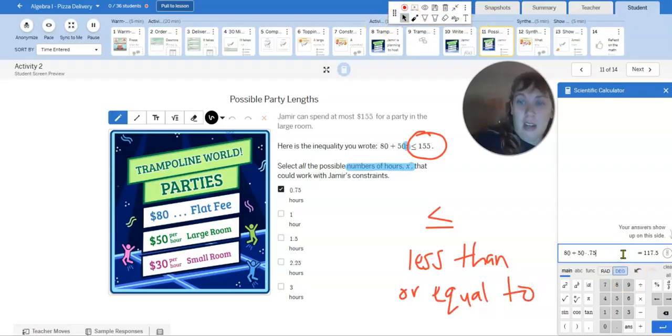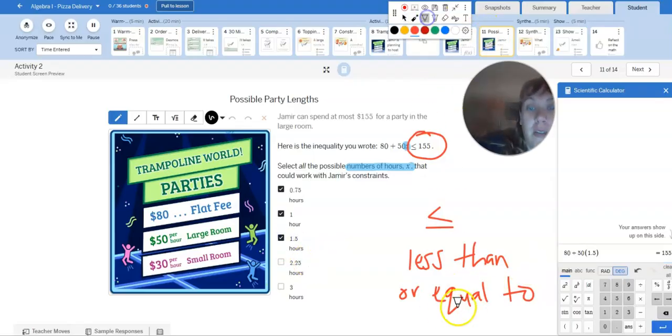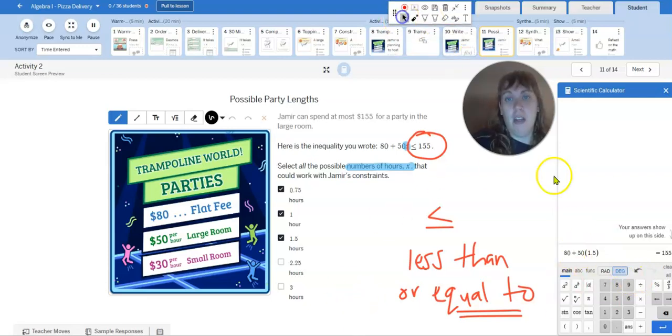If we go into the calculator and change the 0.75 to 1 hour, we get 130, which is still less than 150. 1.5 is 155, which is less than or equal to, because it can be equal to. And now that we're at $155, we know if we go more than 1.5 hours, it's going to become over 155. So for example, if we make this 2.25, now it's $192.50, which is too much. So the only three that could work are those first three options.